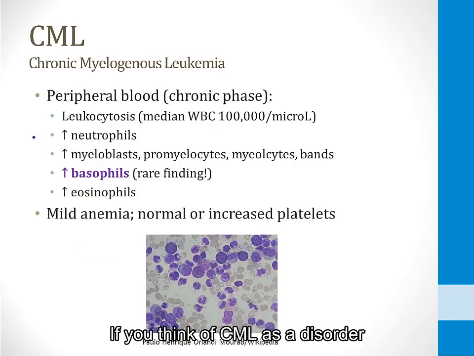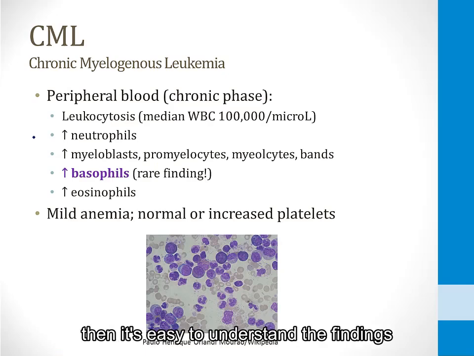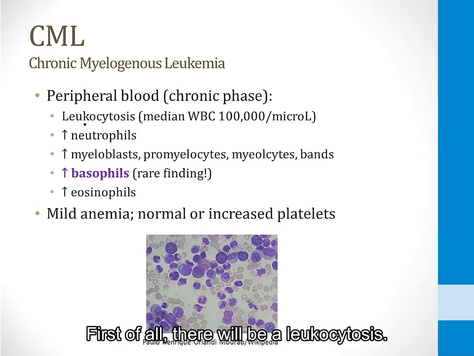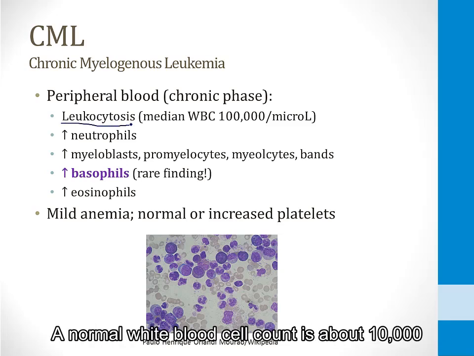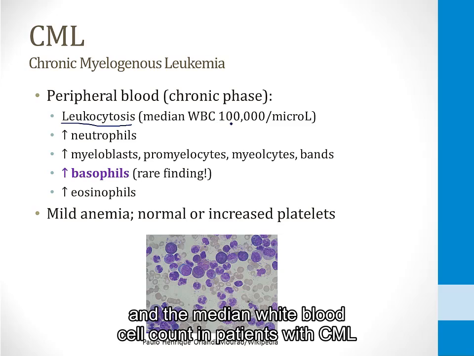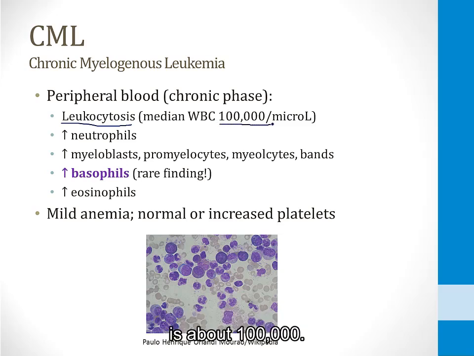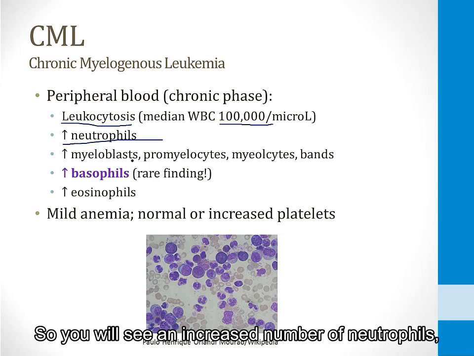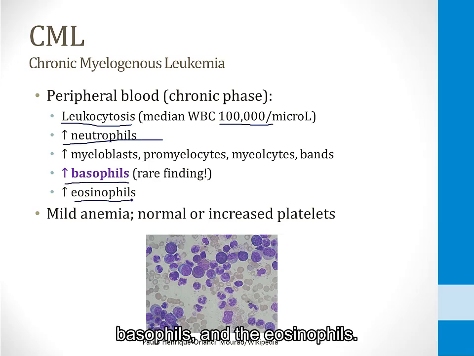If you think of CML as a disorder with overproduction of granulocytes, then it's easy to understand the findings in the peripheral blood in patients in the chronic phase of this illness. First of all, there will be a leukocytosis. A normal white blood cell count is about 10,000, and the median white blood cell count in patients with CML is about 100,000. Importantly, you will see an increase in all cell types that are granulocytes, so you will see an increased number of neutrophils, basophils, and eosinophils.